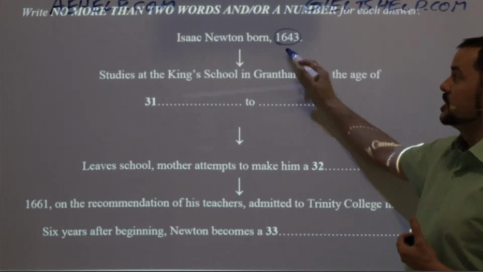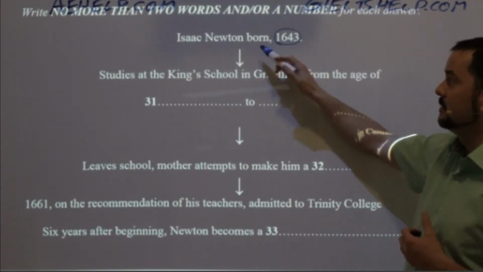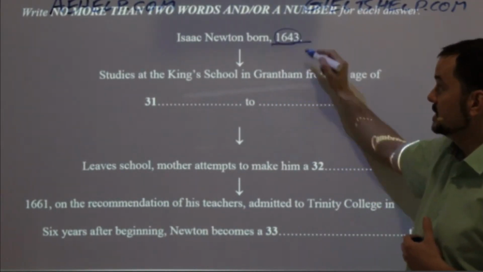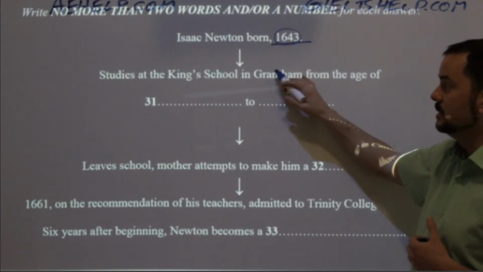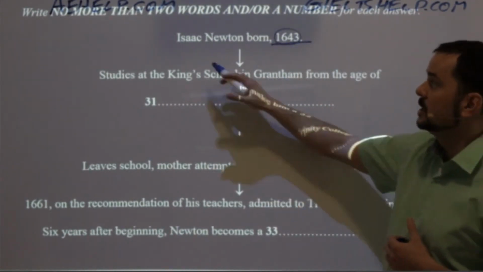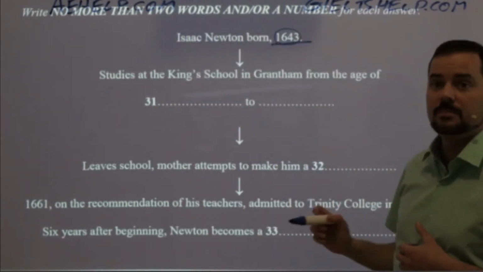Numbers can be especially helpful. So here the professor said Isaac Newton was born in 1643. So boom, you know, okay, he's at this point. Now he's going to be talking about these points here. Okay, so you can write two words and or a number. Always use numbers whenever possible.